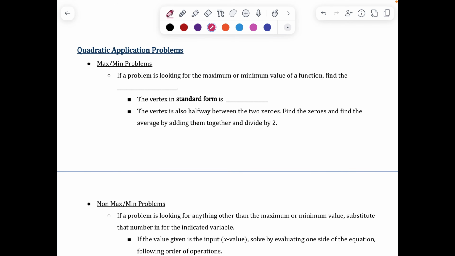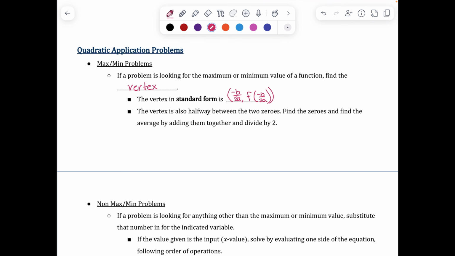Today we're reviewing quadratic application problems. We're going to start with max or min problems. So if a problem is looking for the maximum or minimum value of a function, we want to always start by finding the vertex. The vertex in standard form is going to be negative b over 2a, comma f of negative b over 2a.